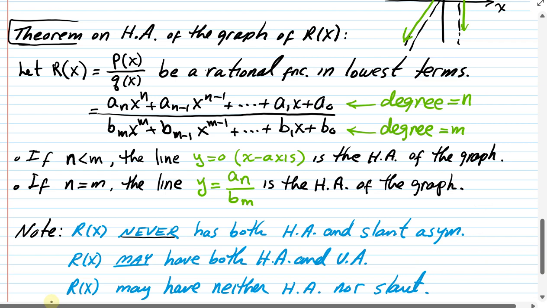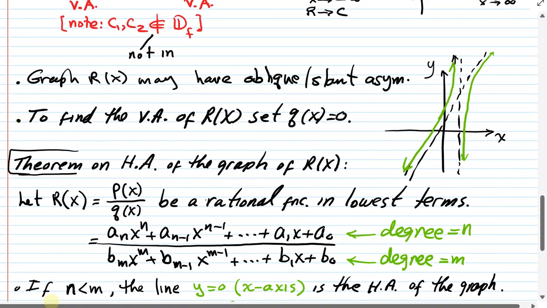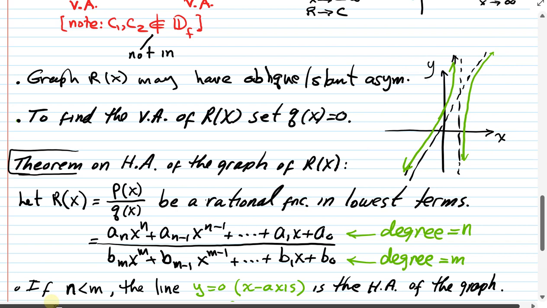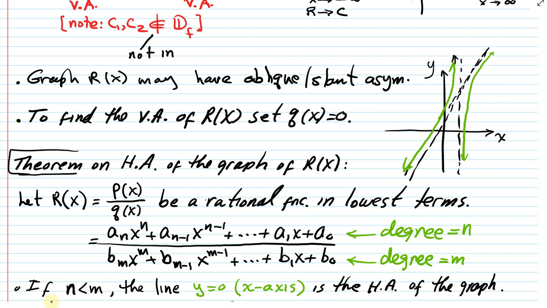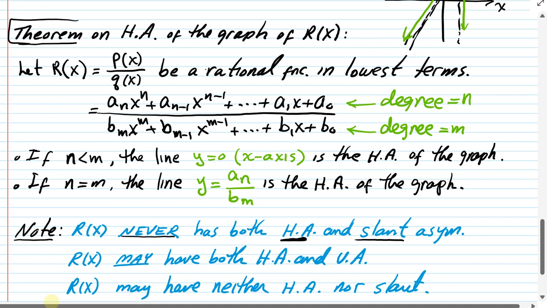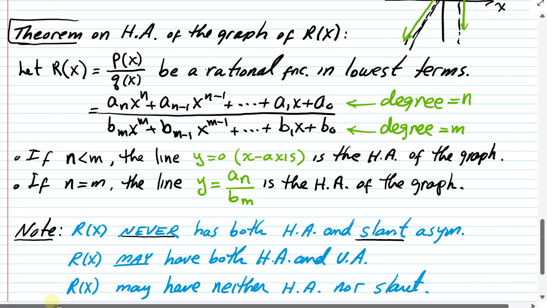Important note here. The graph of a rational function never has both horizontal and slant. I haven't shown you an example of a slant. I've given you a graph of what the slant would look like, right? The slant is again the part that's right there. See that line? That's the slant part. But you haven't actually done a problem with the slant. So the graph of the function will never have both horizontal and slant. It's one or the other.